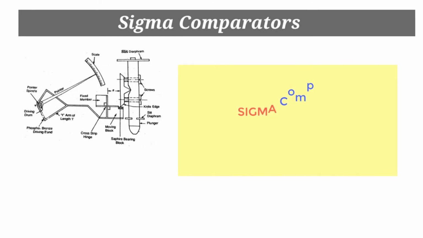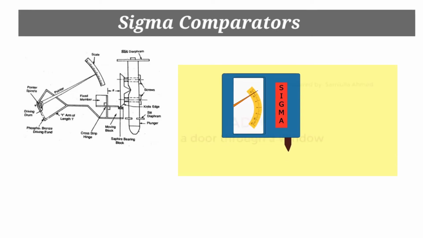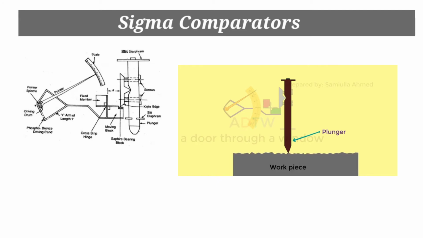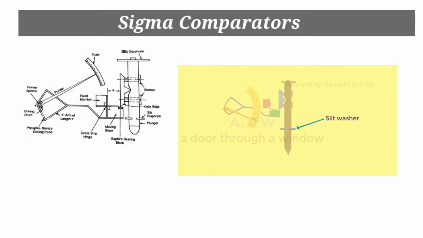Hello everyone, in this video we will see the construction and working of Sigma comparator. Sigma comparator is a simple but ingenious mechanical comparator developed by Sigma Instrument Company, USA. A linear displacement of a plunger is translated into the movement of a pointer over a calibrated scale. The plunger is the sensing element that is in contact with the workpiece. It moves on the slit washer, which provides frictionless linear movement and also arrests the rotation of the plunger about its axis.